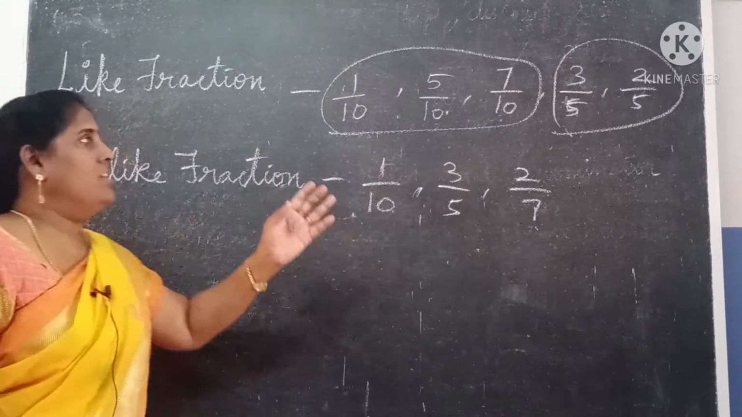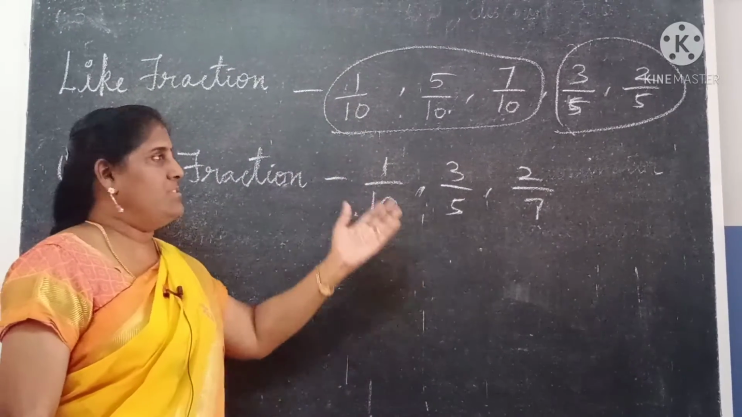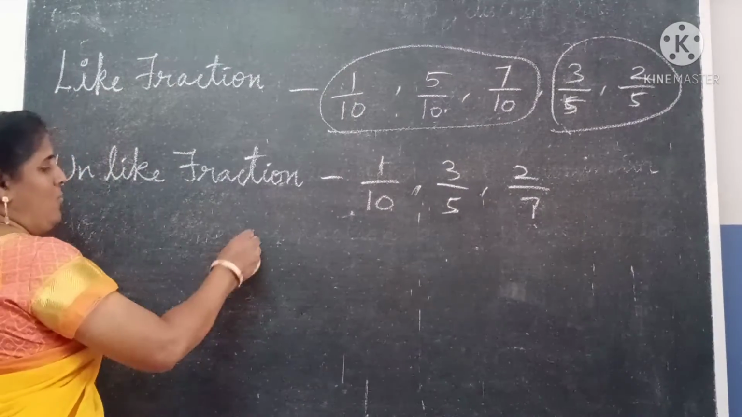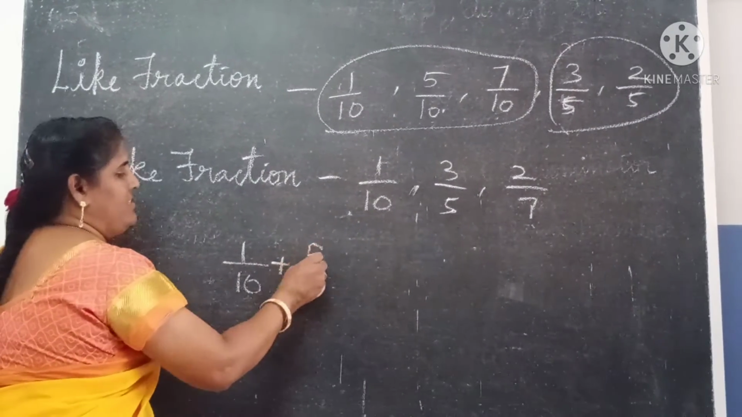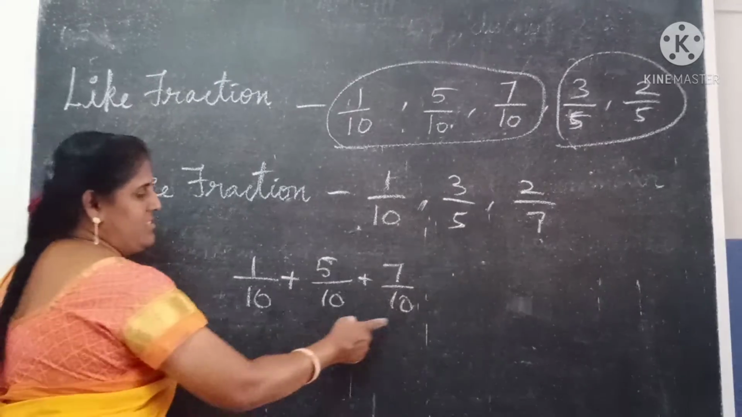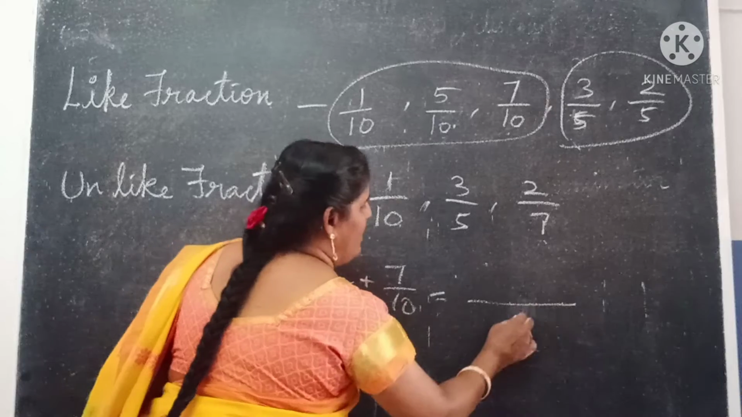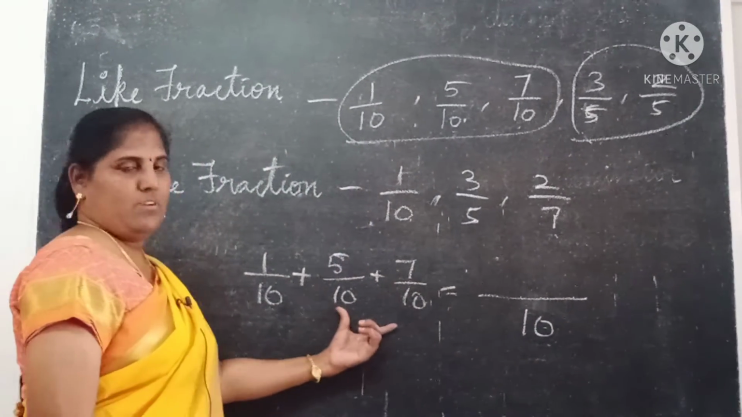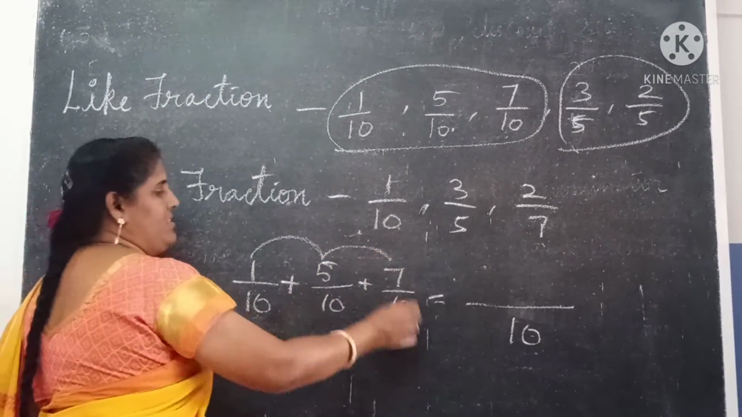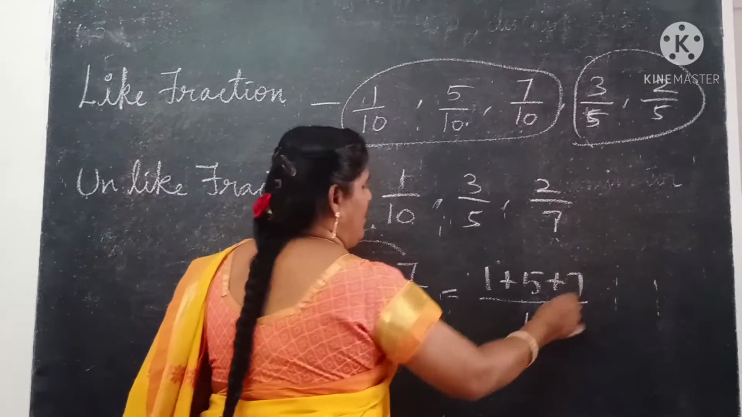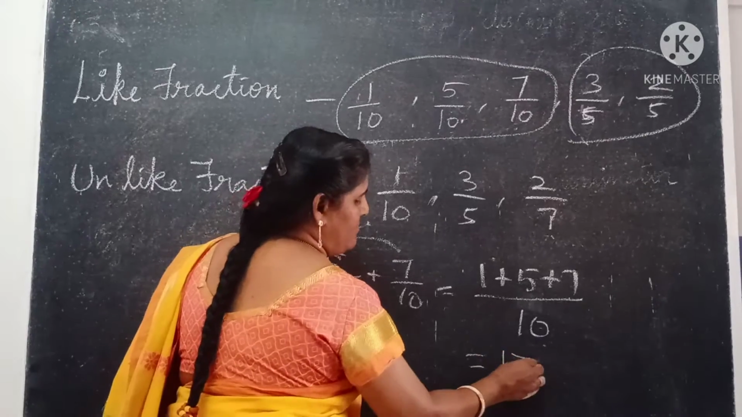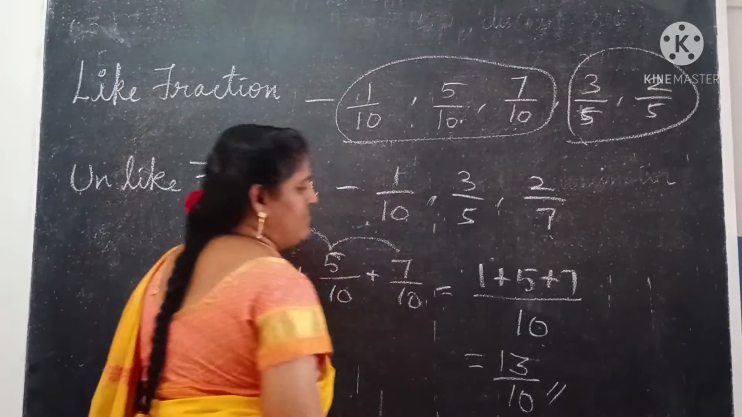Children, one more thing, why we need like fraction and unlike fraction: like fractions only we can add and subtract. For example, 1 by 10 plus 5 by 10 plus 7 by 10. See, all the denominators are same, all are having the same 10 only. So first take only 10, then you have to add all the numerators, 1 plus 5 plus 7. What will the answer be? 1 plus 5, 6. 6 plus 7, 13. 13 by 10 is the answer.